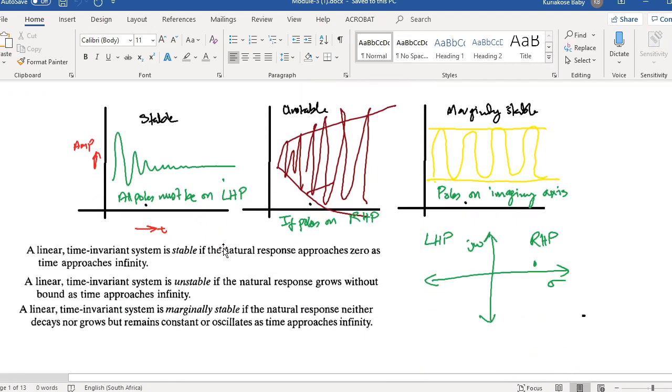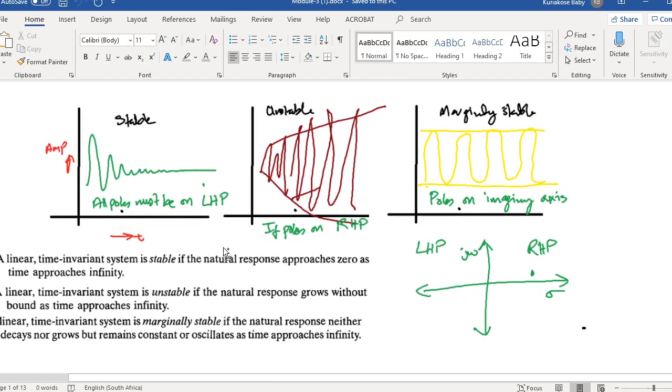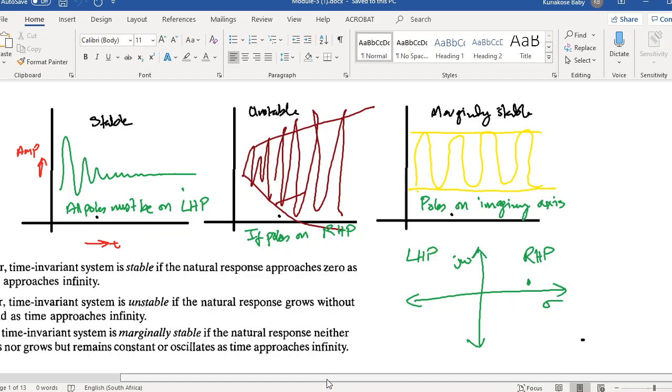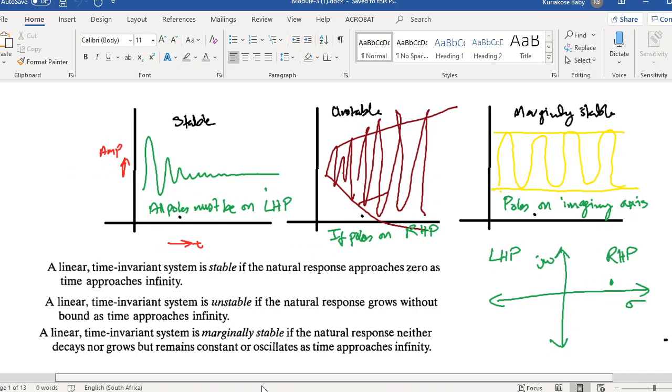Now, in this figure, we can see here that we have defined the three forms of stability that a system can encounter. You have a stable system, you have an unstable system, and you have something that is called a marginally stable system. So these are very much linked to the damping ratio of the system that we learned in module 2, and also with regards to the natural response and the forced response of a system.